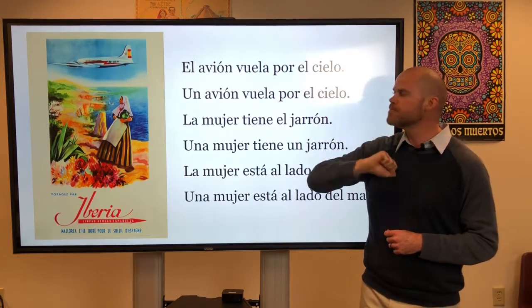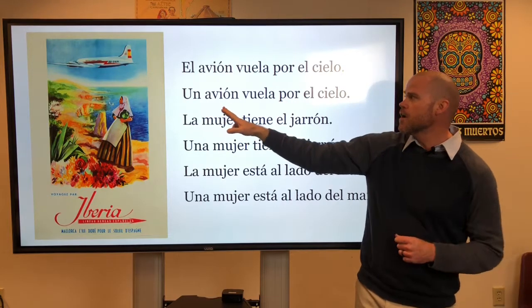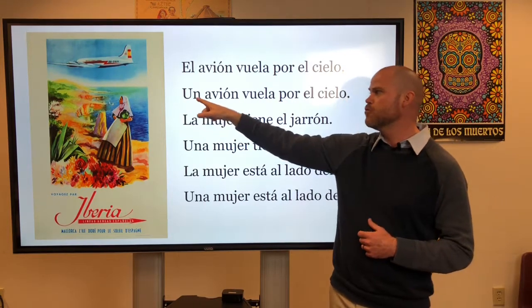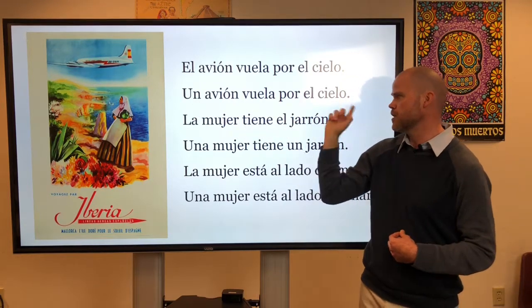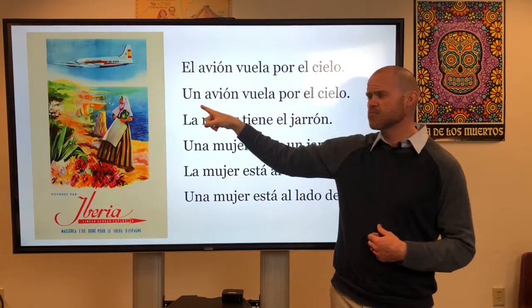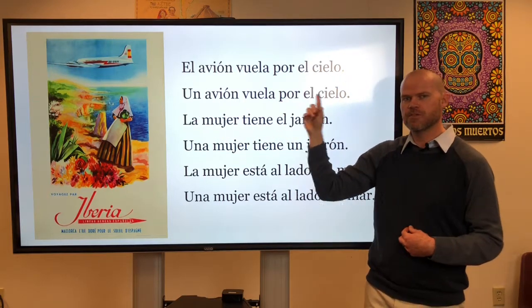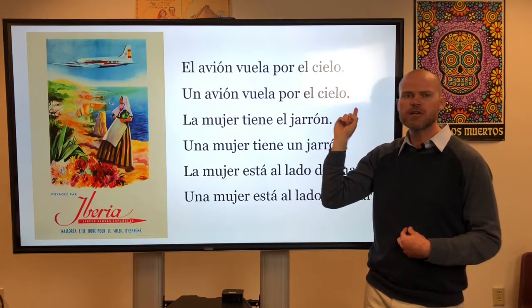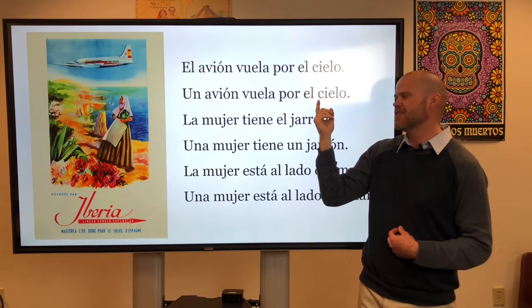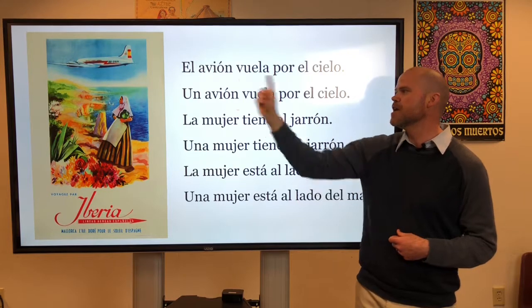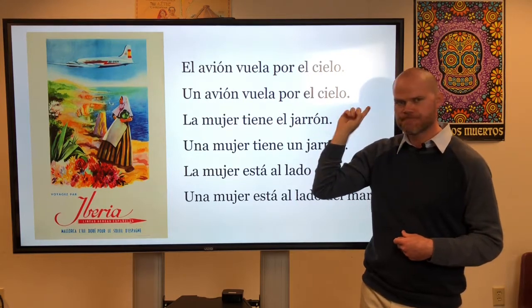That's the first example. The second example is the same sentence, but now we're using indefinite articles. So now we're saying un avión vuela por el cielo. This would translate to a plane flies through the sky. And notice I don't change el cielo because it wouldn't really make sense to say a sky, right? There's only one. So un avión vuela por el cielo, a plane flies through the sky.